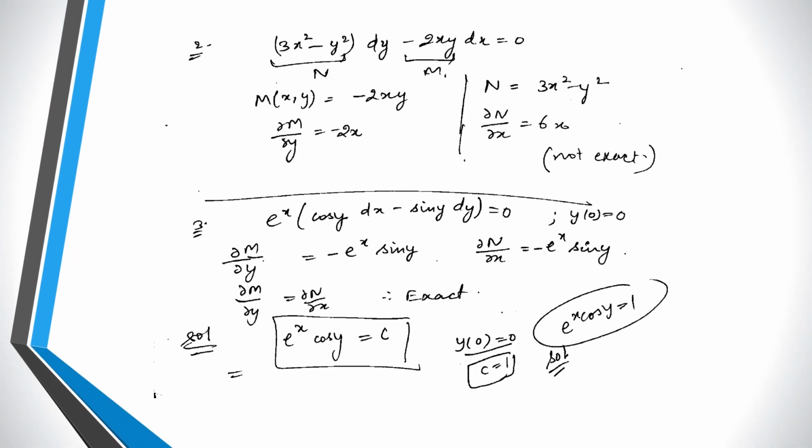See one more example. Now you are given an equation of this form: (3x square minus y square) dy minus 2xy dx equals 0. So whatever the function with dx is your M. So you have to include the sign also, because when you compare this whole equation with M dx plus N dy equals 0, then your M will be minus 2xy and N will be 3x square minus y square.